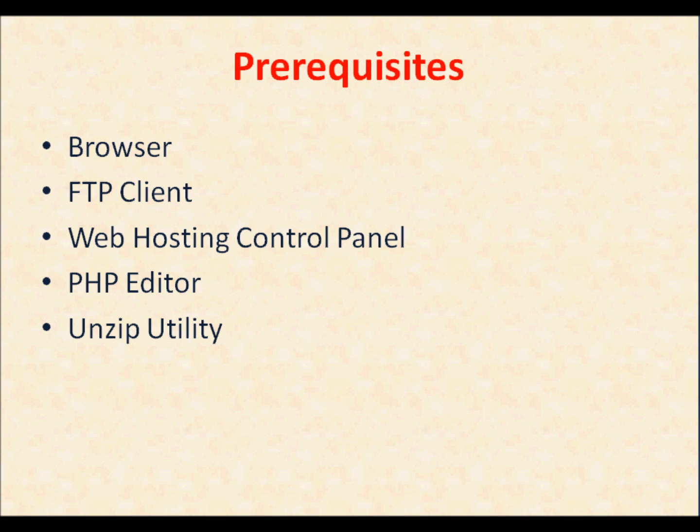Number 3, a web hosting control panel like cPanel, OpenPanel etc. Number 4, a PHP editor like Notepad, Notepad++, or any other software to edit WordPress installation files. Number 5, an unzip utility to decompress the WordPress installation file. You can also use the default compression software of your operating system to unzip the files. If it is not available, then go for 7z or WinRAR. Both of them are available free of cost.